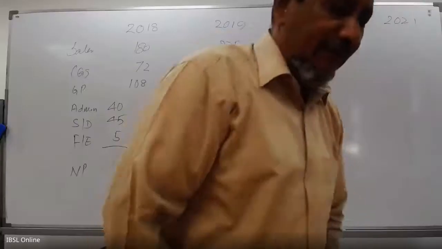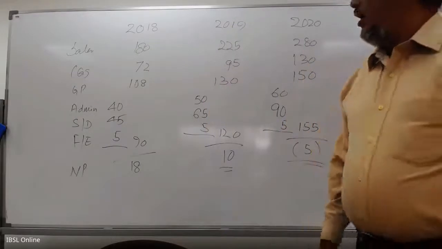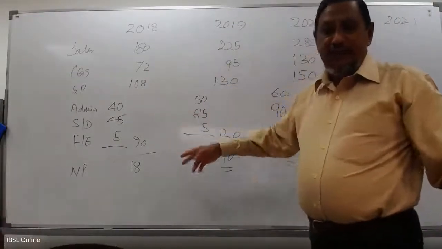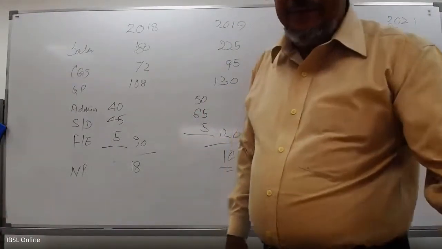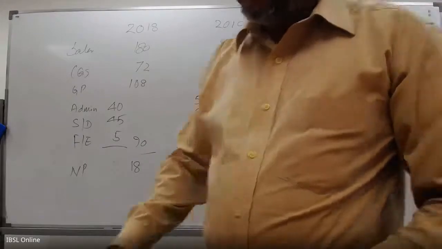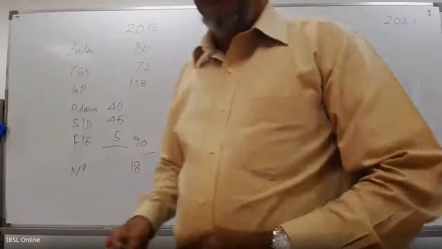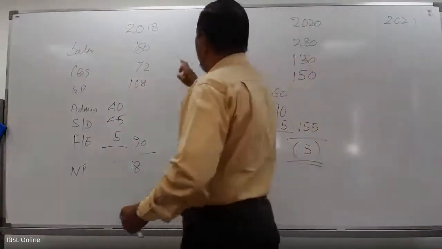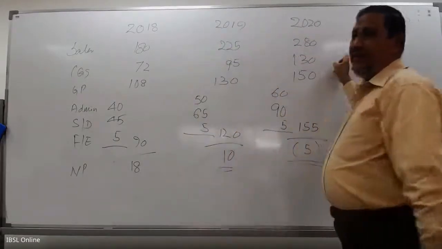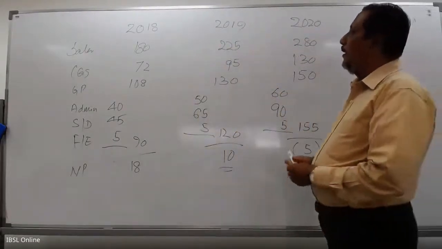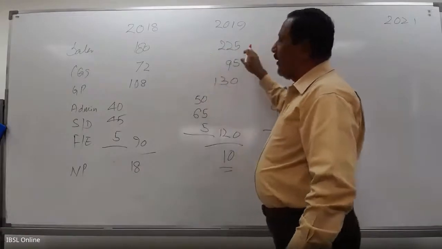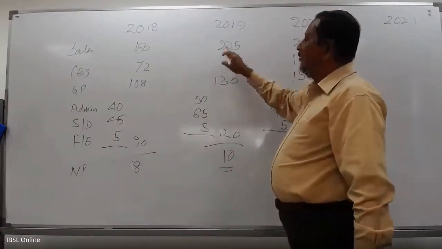Let's work this out. The figures are in your statement in the handout. Right? Now what we have to do is work out the trend. Each year, what's the trend? What's the growth? From 2018 to 2019, it has increased by 45.